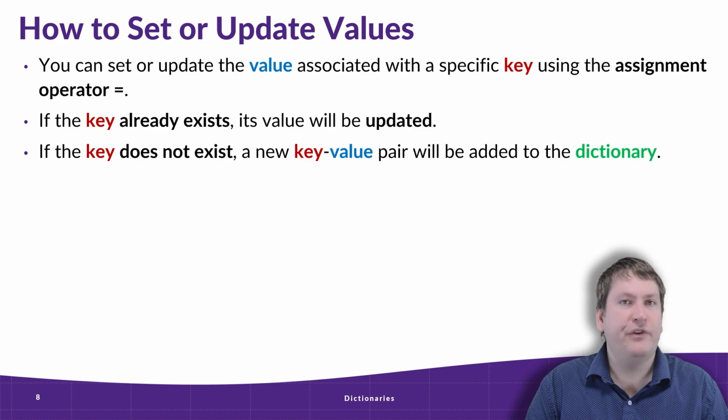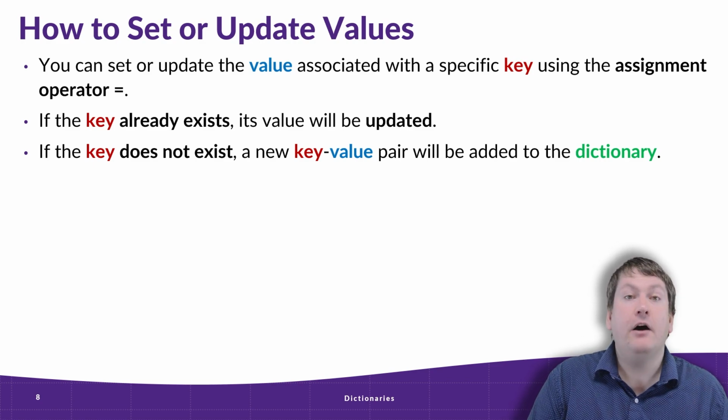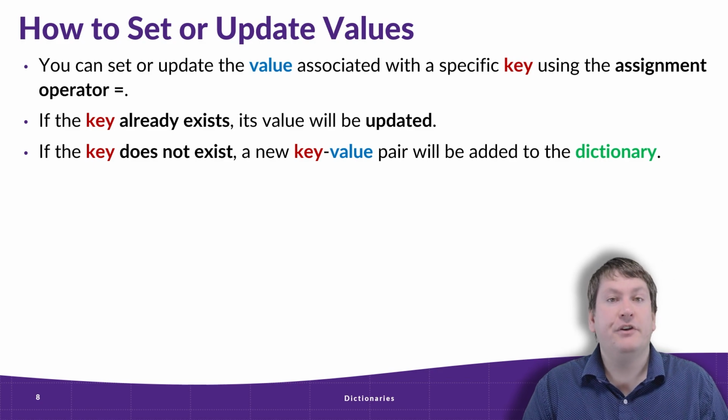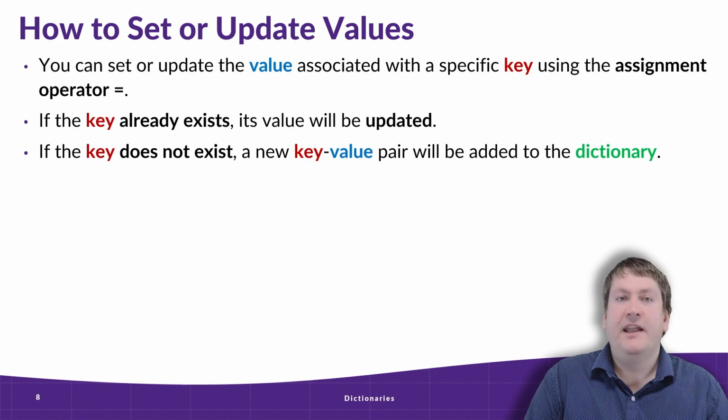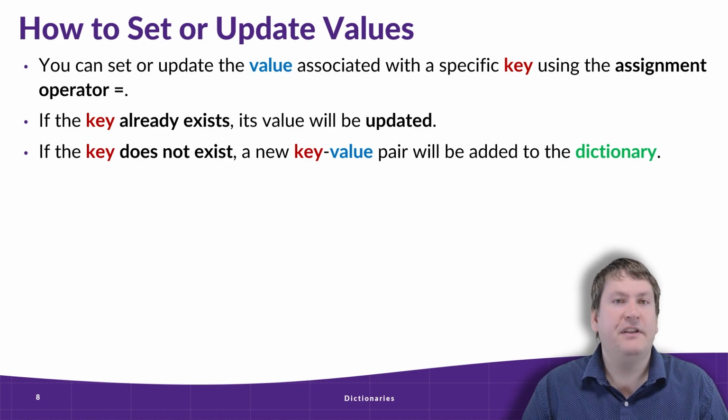Now, there is one special thing about dictionaries. If the key already exists, the value is going to be updated in the dictionary, pretty much what you'd expect. But something special happens if the key does not exist. If that key doesn't exist in the dictionary, a new key value pair is going to be added to the dictionary, so there'll be a new entry for that key that maps to whatever value you set it to. So let's take a look at an example.